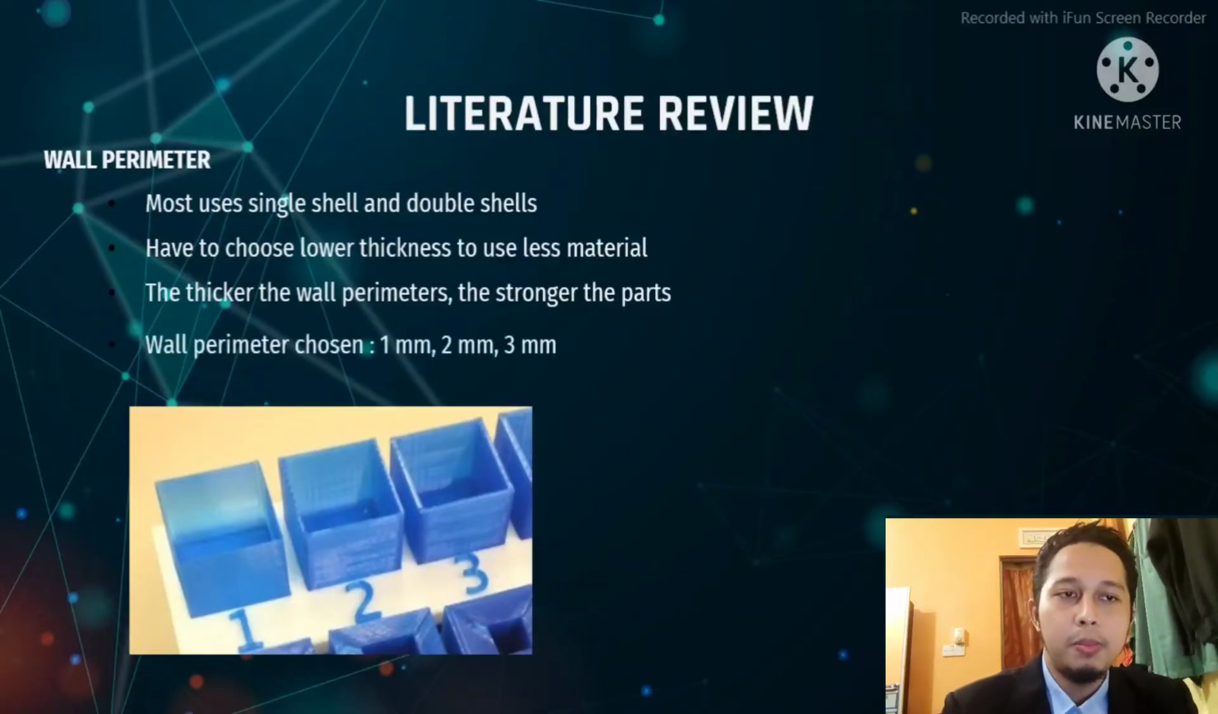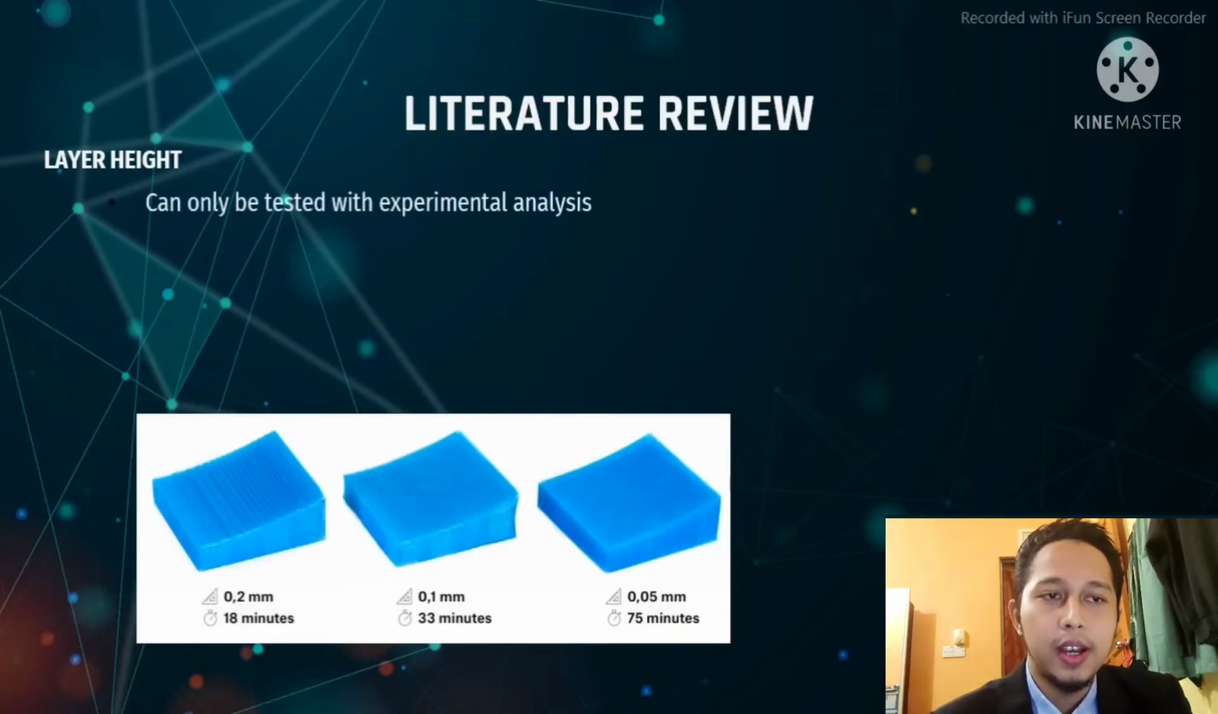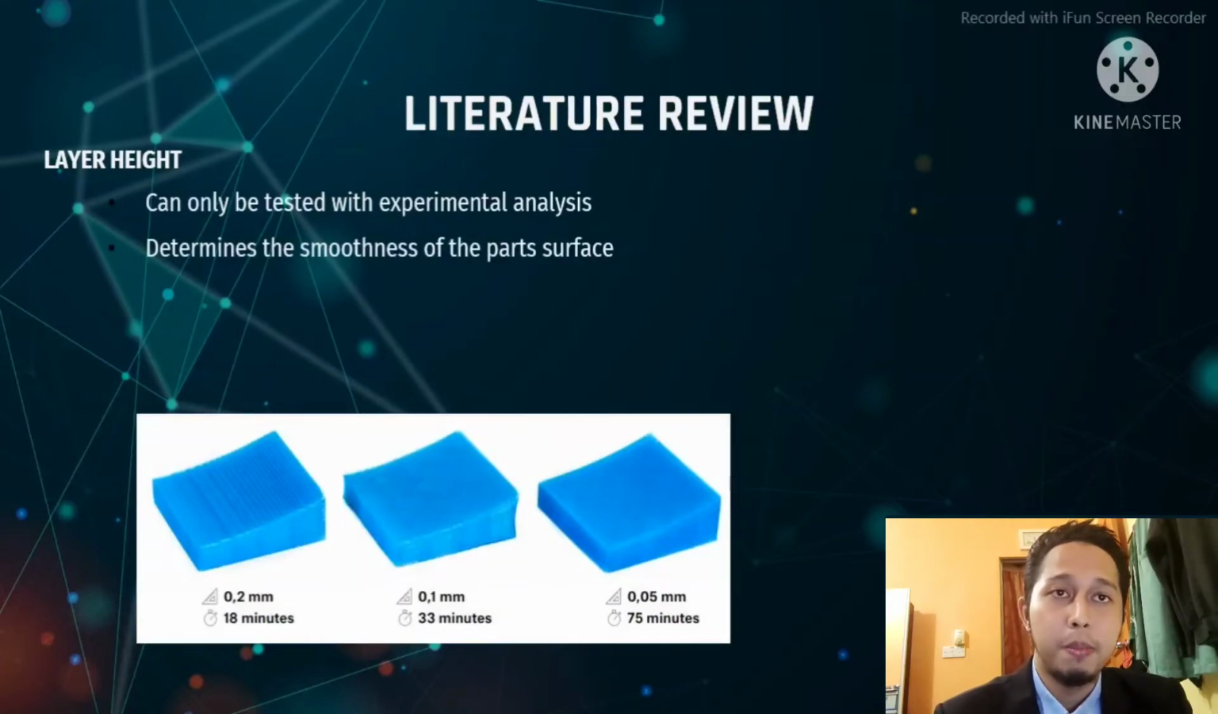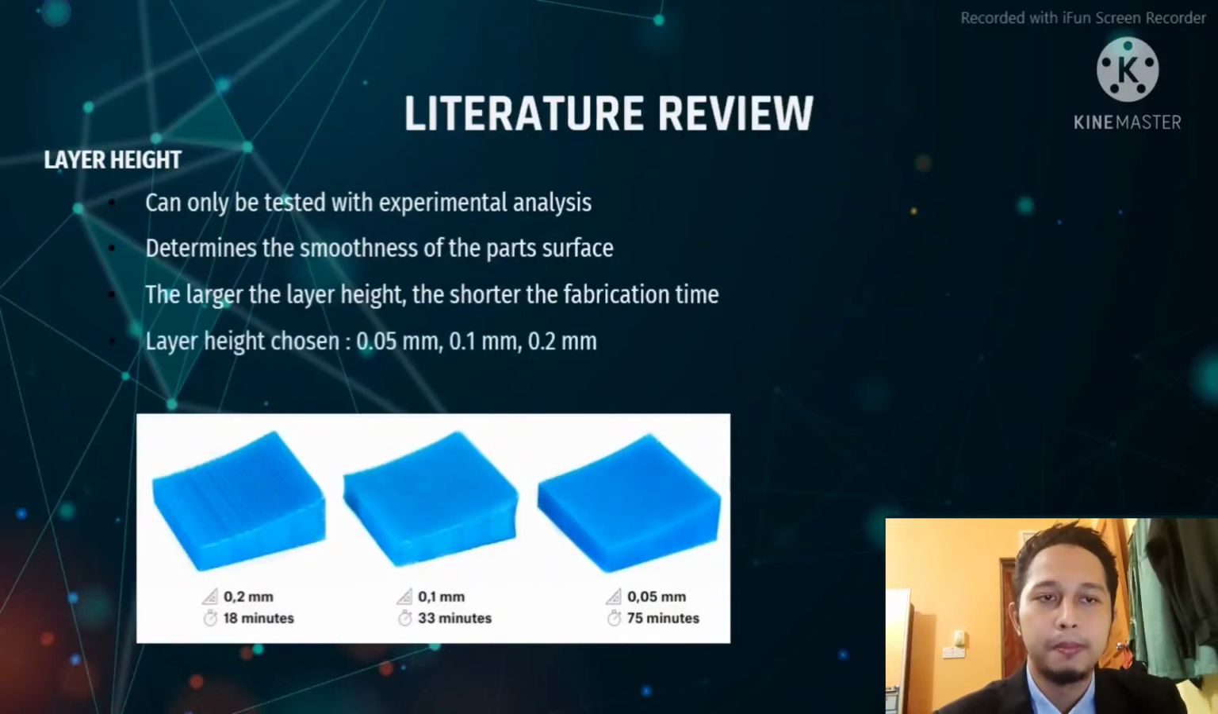Layer height is the only parameter that can only be tested with experimental analysis. This is because it cannot be modeled through CAD software. It can only be set on a 3D printer. It is known that the larger the layer height, the shorter the fabrication time, at a cost of a rougher surface of parts. The layer heights chosen to be tested are 0.05 mm, 0.1 mm, and 0.2 mm.